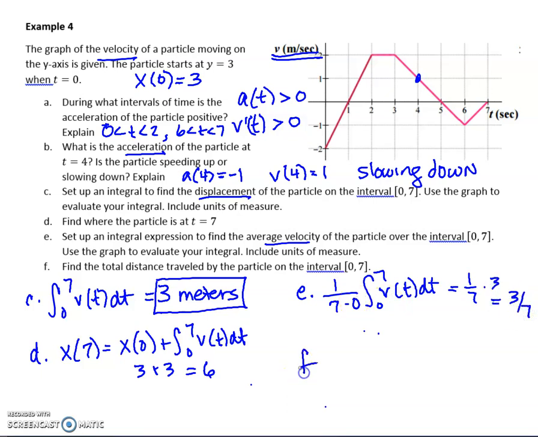And last but not least, total distance would be the absolute value. So I would want to make sure that I add any of the negatives as positives. So when I'm adding all this up, this would be positive, positive, positive, positive, and I got 7.